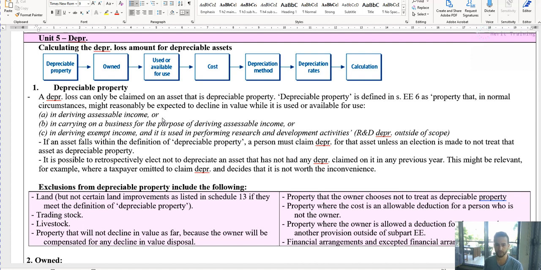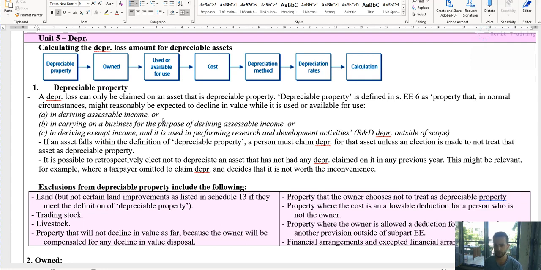Some of the other examples that aren't depreciable property include trading stock, because that falls under the trading stock regime. Same with livestock. Same with property that will not decline in value, because the owner will be compensated for any decline in value on disposal. So generally property is a depreciable asset, noting the difference between property and land. Land can never be a depreciable asset, but property can, because the building itself can depreciate, but the land cannot. But that's not the case if the owner will be compensated for any decline in value on disposal.